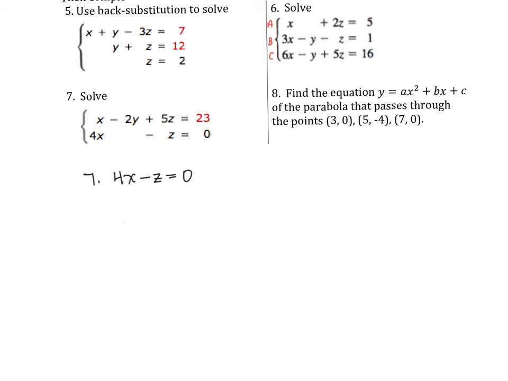Let's see, which one's easier to solve for? It's easier to solve for z, so I'm going to plug in x equals a. Okay, now I have x, I have z, I need y. So I'm going to plug into the first equation. So x minus 2y plus 5z equals 23.